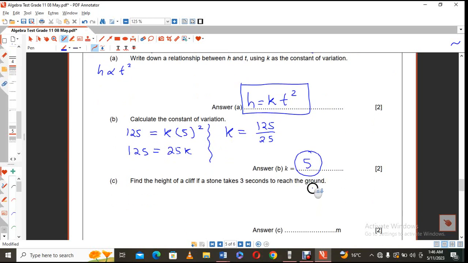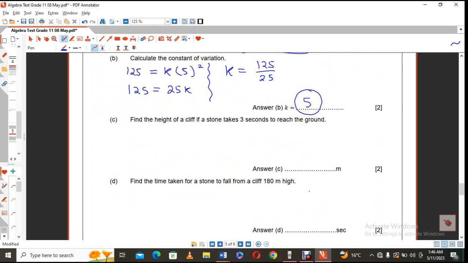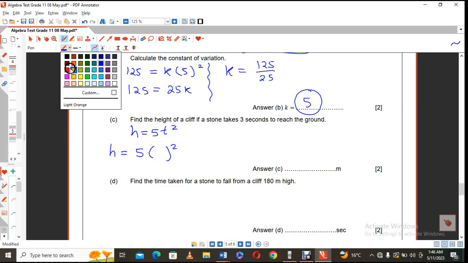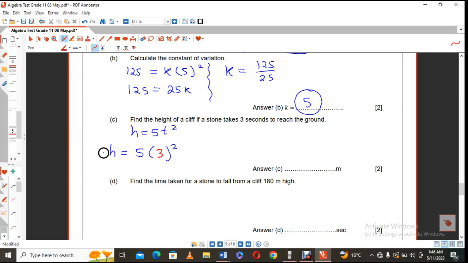Right. So to do part C, they want to find the height. So let me bring in the completed formula now. The formula is h equals 5t squared. From our relationship, I now have calculated my k. So they are saying 3 seconds. So it's simple. Everywhere you have your t, you substitute the time, in this case 3 seconds. All right, so this is going to be 5 times 9, and 5 times 9 is nothing but 45 meters.